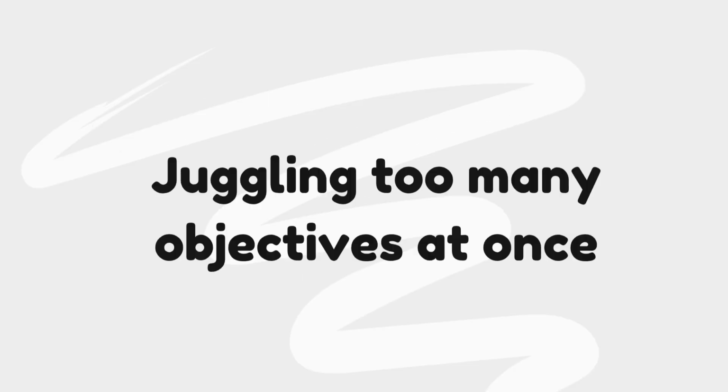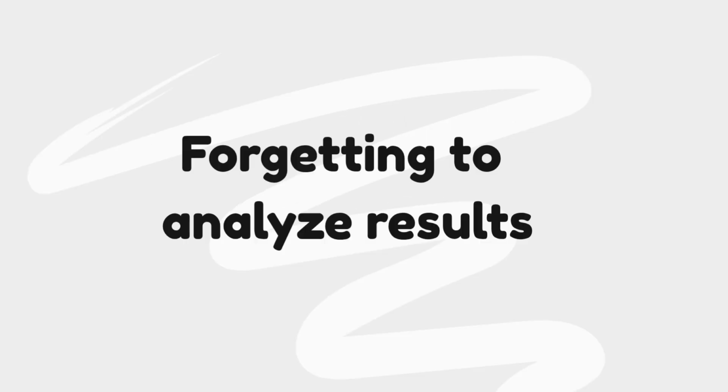Number 3 will be juggling too many objectives all at once. Make sure you have 2, at most 3 objectives. Don't have too many, so that you're everywhere and you don't really know where you are, if you get me. Number 4 rookie mistake would be forgetting to analyze. You have to make sure you analyze so that when you're running the next campaign, you'll be able to use the data from your previous campaign to make informed decisions.